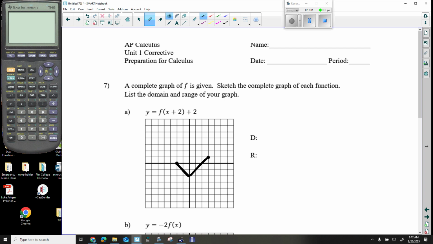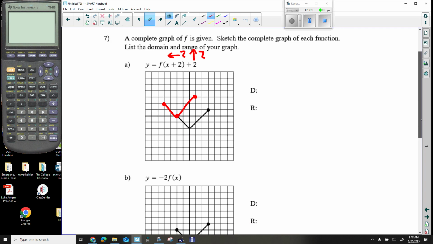Mimic this right here. What I see in this problem is this is going to be left 2, up 2. This is what that is going to look like right there. So all the critical dots are left 2, up 2. Left 2, up 2, left 2, up 2, left 2, up 2. I'll come back to the domain and range later.